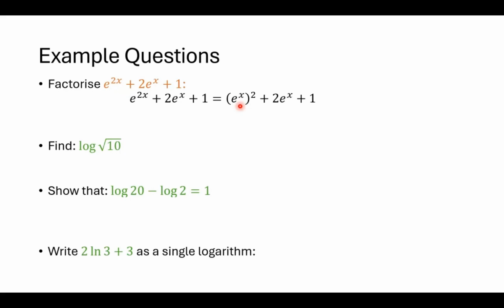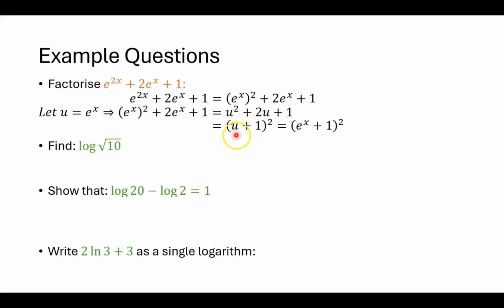And now you can observe this in quadratic form. If you haven't seen that yet, I can just let u equal e to the power of x. Then this expression can be written as u squared plus 2u plus 1. Now you see it's certainly a quadratic, and it's a very nice quadratic because it's a perfect square. It's equal to u plus 1 squared. From perfect squares, you know that a plus b squared is the same as a squared plus 2ab plus b squared. In our case, a is just u and b is 1.